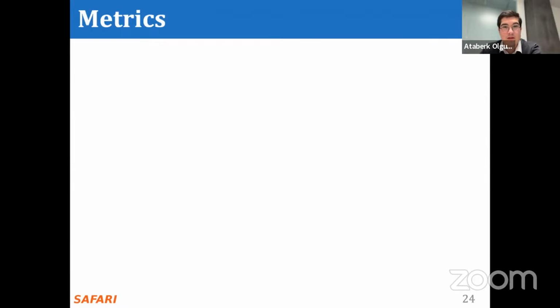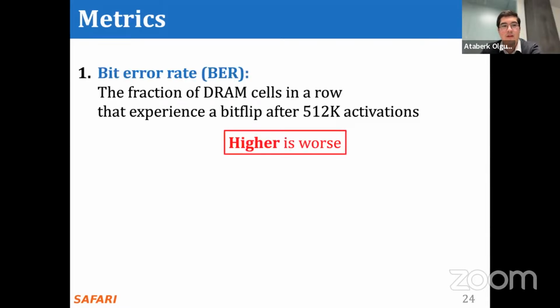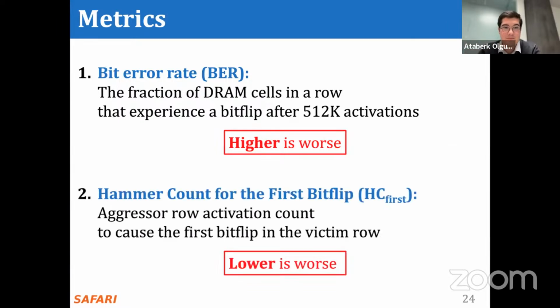We measure 2 metrics in our experiments. The first one is the bit error rate, which is the fraction of DRAM cells that exhibit a RowHammer bit flip. So we activate the aggressor rows 512,000 times for this. We say that the RowHammer vulnerability worsens as this metric becomes higher.